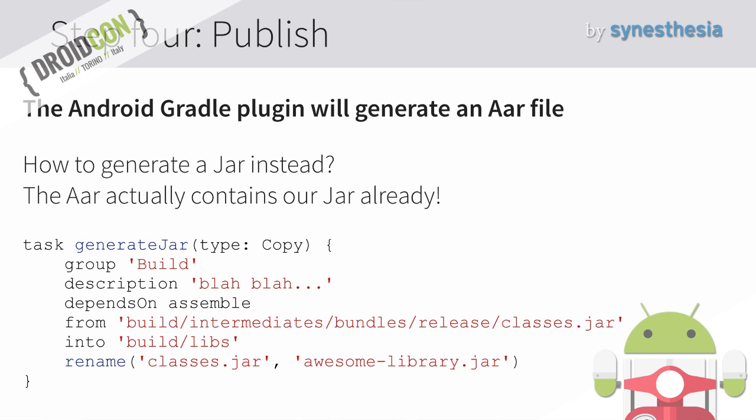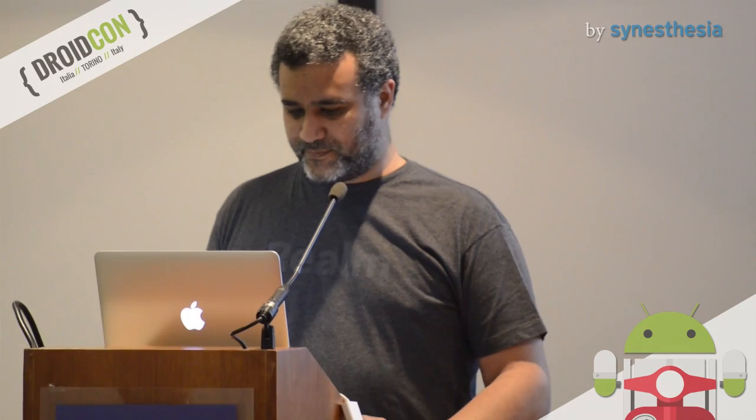This is Gradle syntax, and I specify a task of type copy. And it depends on assemble, so you know that at that time everything has been built. And you copy from the intermediate classes.jar, and that path is always the same. And you copy into build libs, which is where the Java plugin puts jar files. And while you're at it, just rename the jar file to whatever you want it to be. So it's pretty easy.